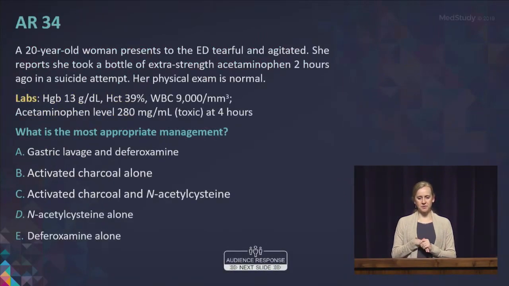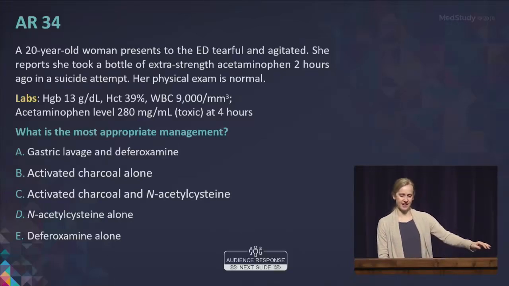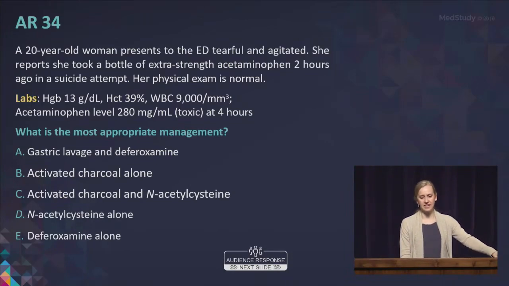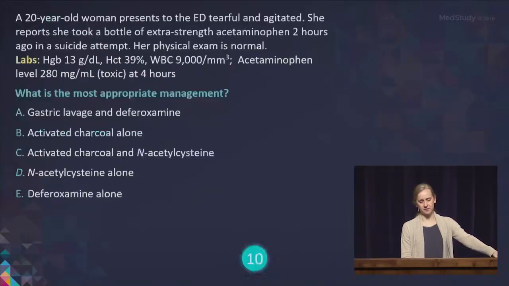A 20-year-old woman presents to the emergency department tearful and agitated. She reports she took a bottle of extra-strength acetaminophen 2 hours ago in a suicide attempt. Her physical exam is normal. Her hemoglobin is 13, hematocrit is 39, white count is 9,000. Acetaminophen level is 280, toxic at 4 hours. What would be the most appropriate management?